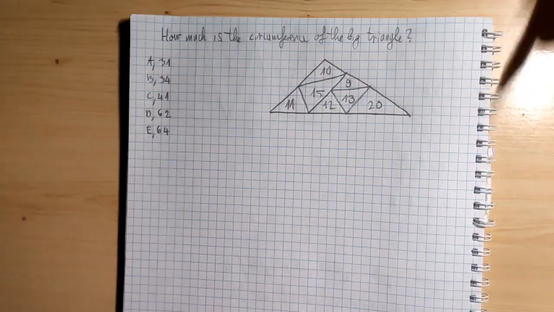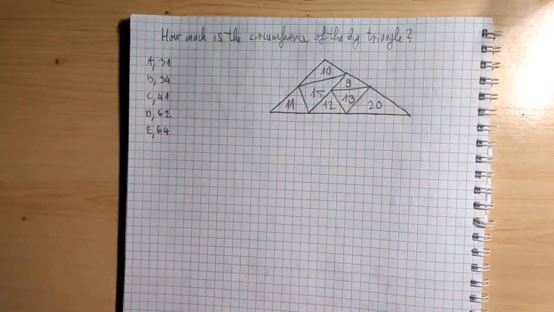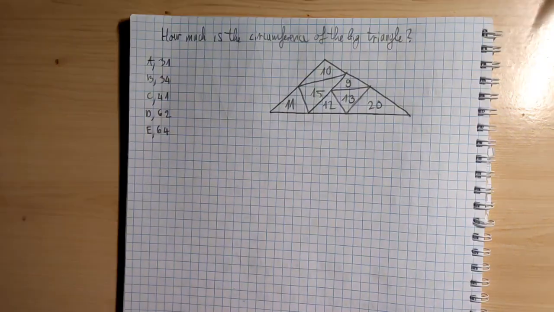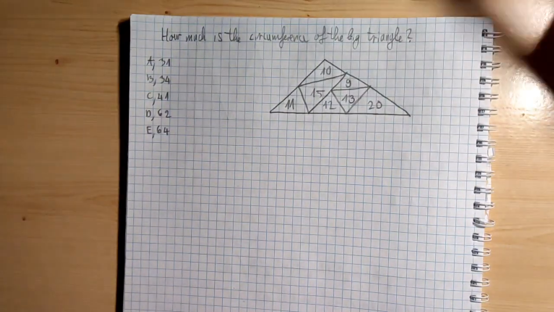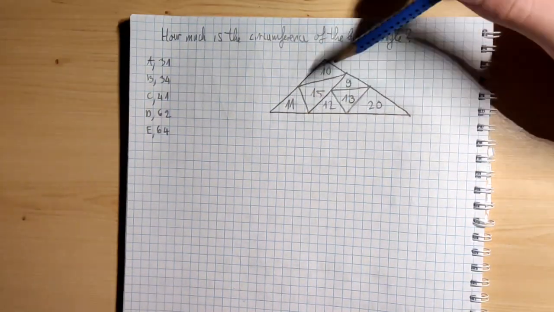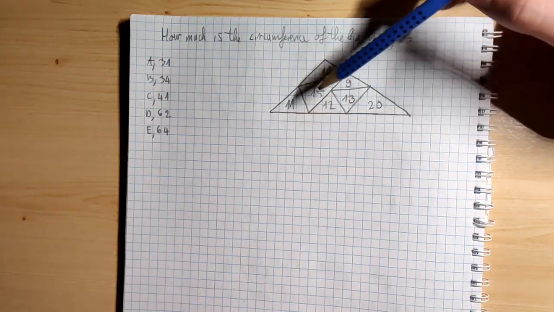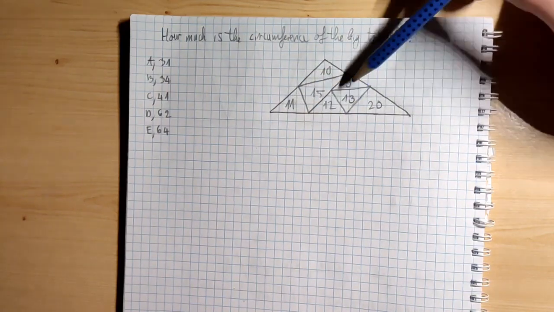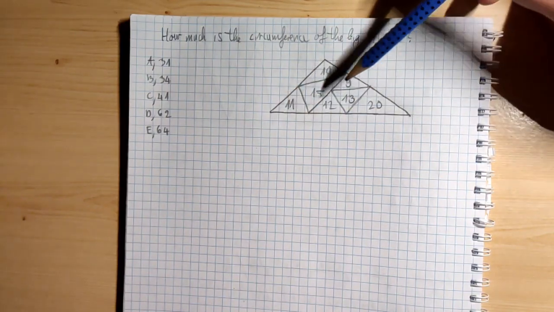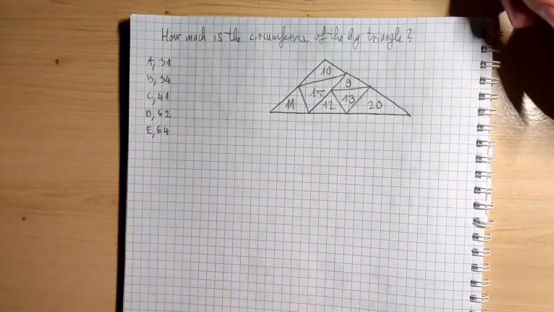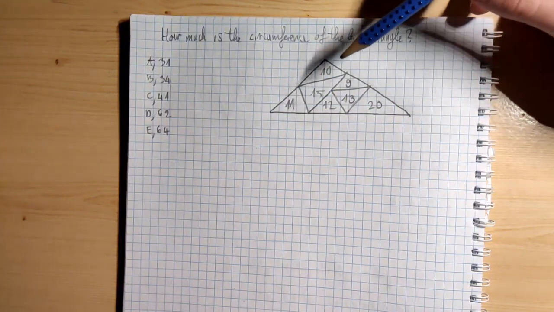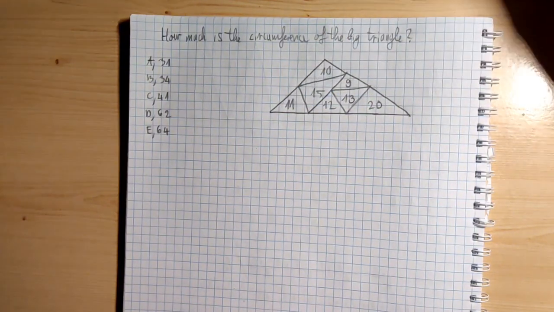Okay, so we here have another problem. We have to count the big triangle's circumference, and we somehow have to count it with the added information. This big triangle is divided into smaller individual triangles, and inside these triangles the numbers actually tell us the individual triangle's circumference.